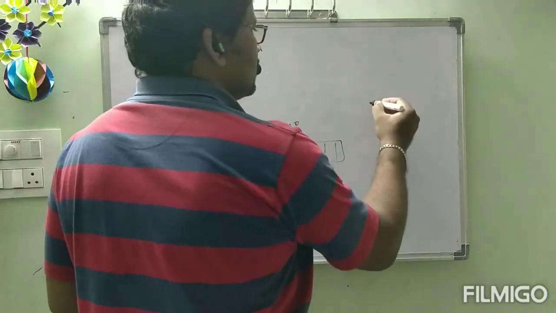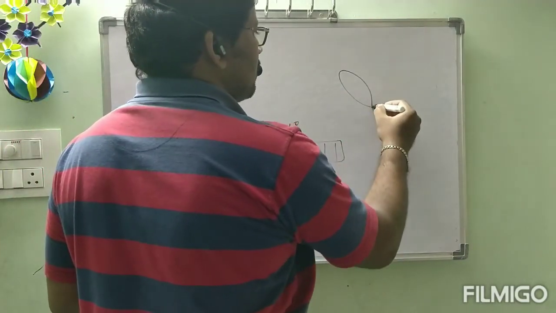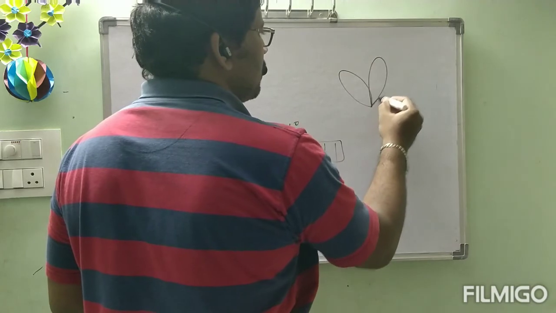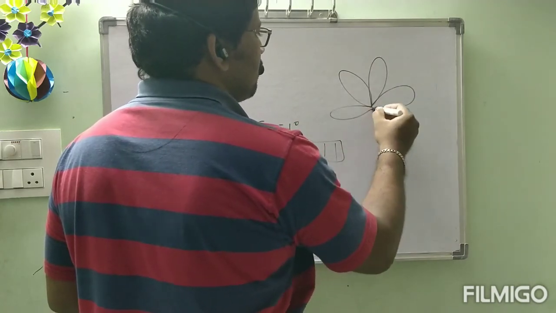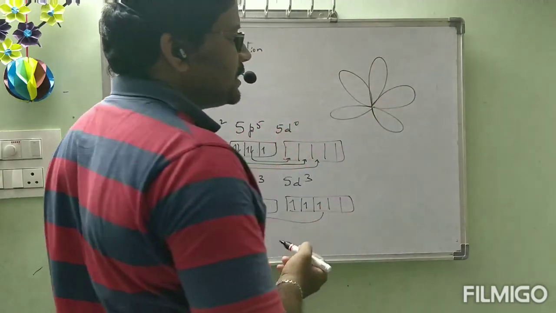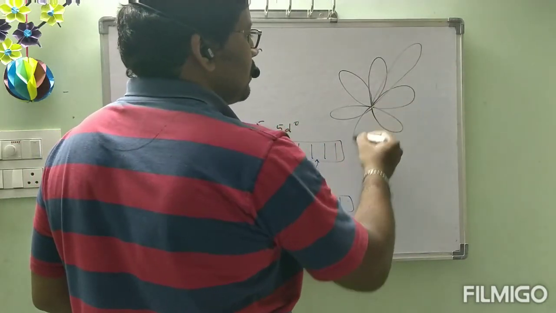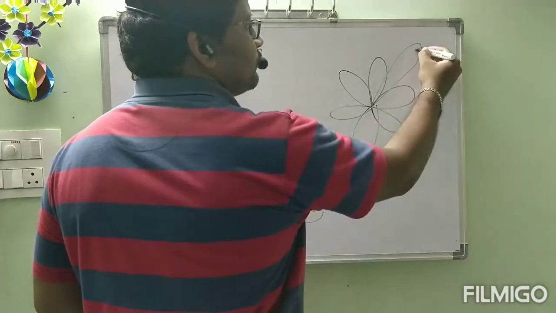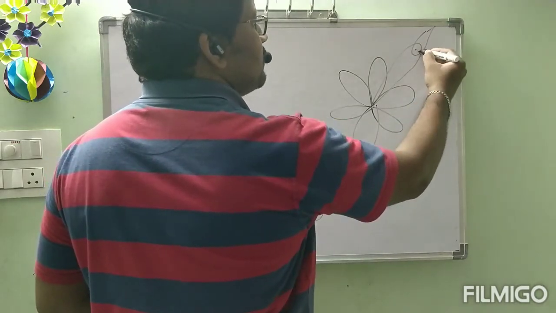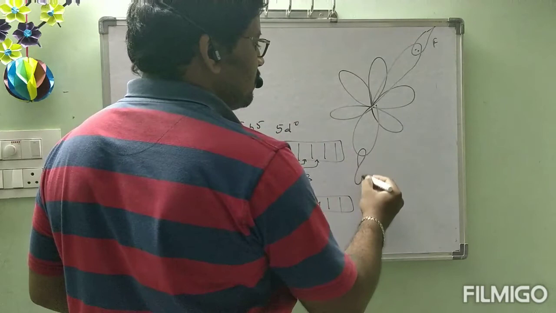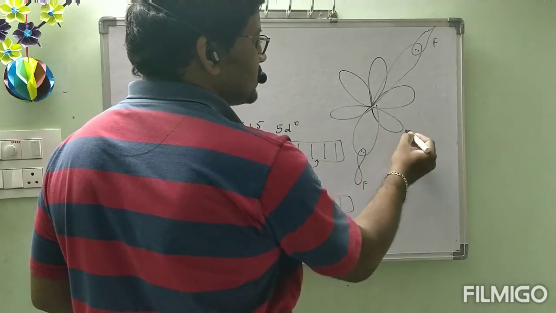Then see 1, 2, 3, 4, 5. Like this 5 are in plane. 1 will be above the plane, another one will be below the plane. From here fluorine will be, from here fluorine, like this.